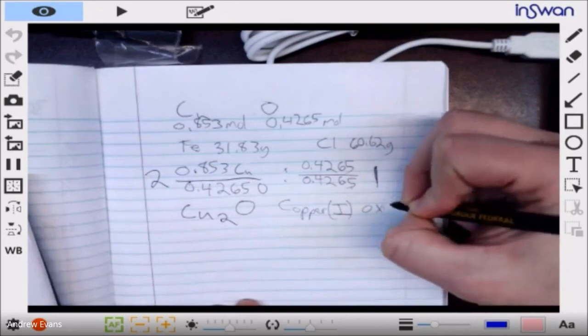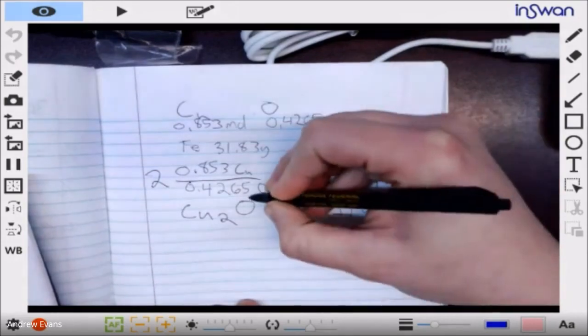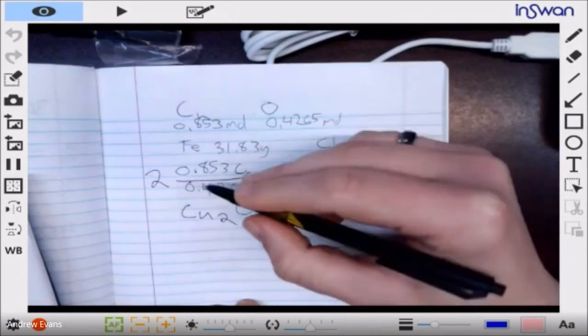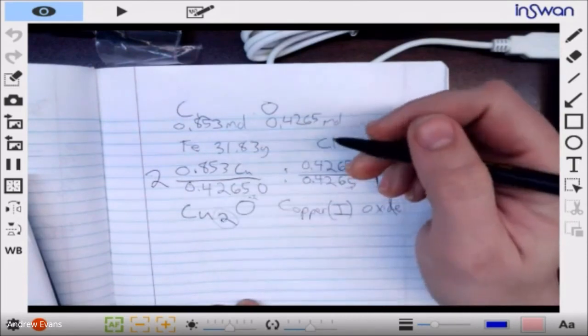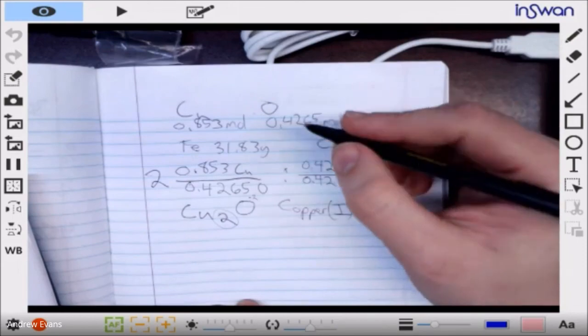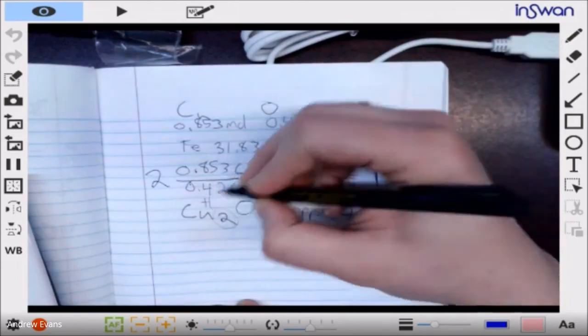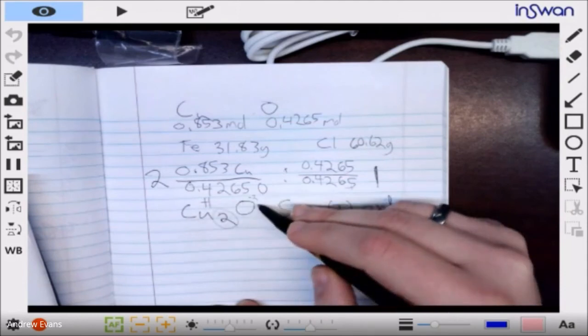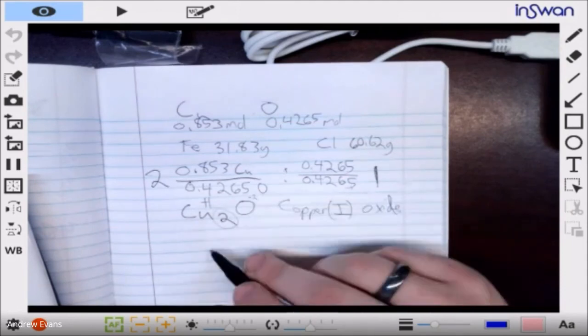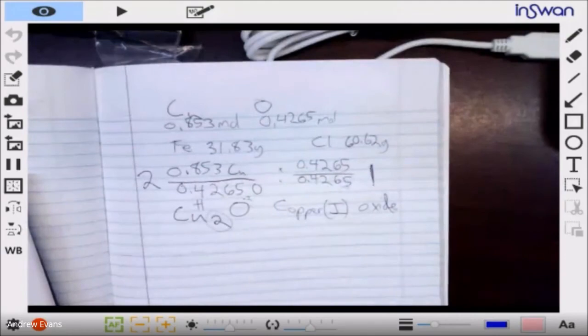I know that because if oxygen is -2, in order for there to be 2 moles of copper to balance it out, copper must be +1. 1 times 2 is 2. 2 minus 2 is 0. So this has to be copper +1.